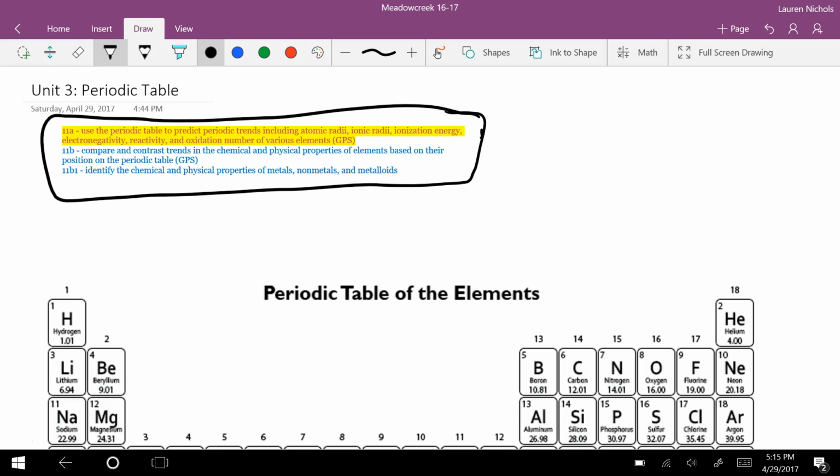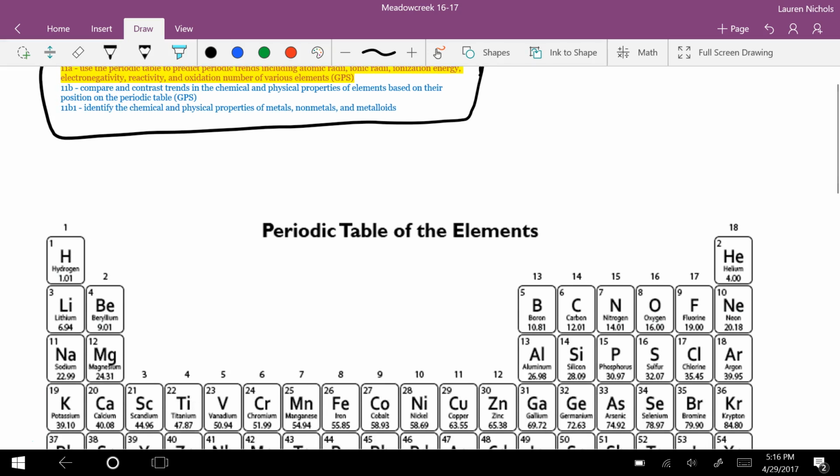Unit 2 that we just did, the hour-long video, covered about 7 or 8 standards. So it was a pretty long video because it was just so much content. With this one, we've got 3 standards. We'll be able to do it. We're going to talk about predicting trends. We're going to compare and contrast physical and chemical properties based on their position and identify the properties of metals, nonmetals, and metalloids. So let's get going.